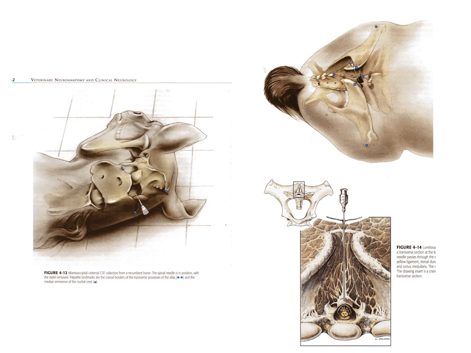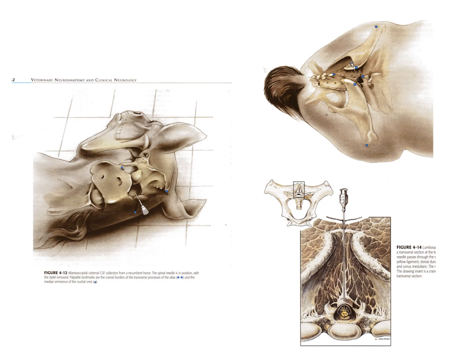The other place we will commonly use to sample CSF is the atlanto-occipital space, and that is shown on the figure showing the head of the horse, where you're going to go between the nuchal crest and the in front of the atlas.